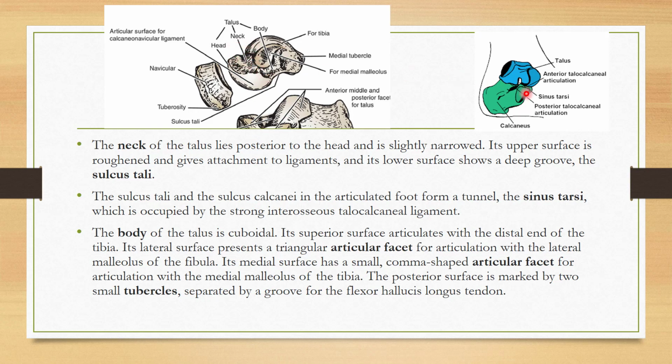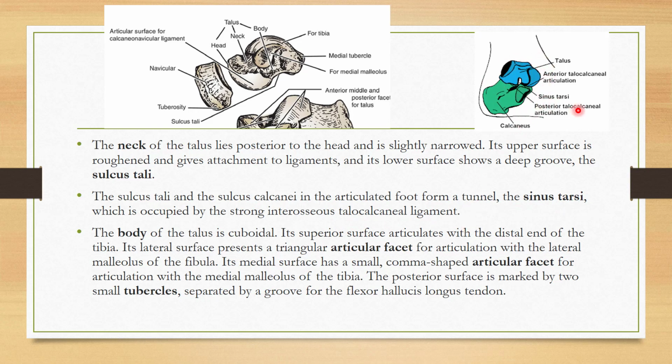So these two sulci, when they unite together, form a sinus which is named as sinus tarsi. Okay, the sulcus tali above and the sulcus calcanei below will form a tunnel which is named as sinus tarsi, which is occupied by strong interosseous talocalcaneal ligament. So there will be one sinus tarsi.